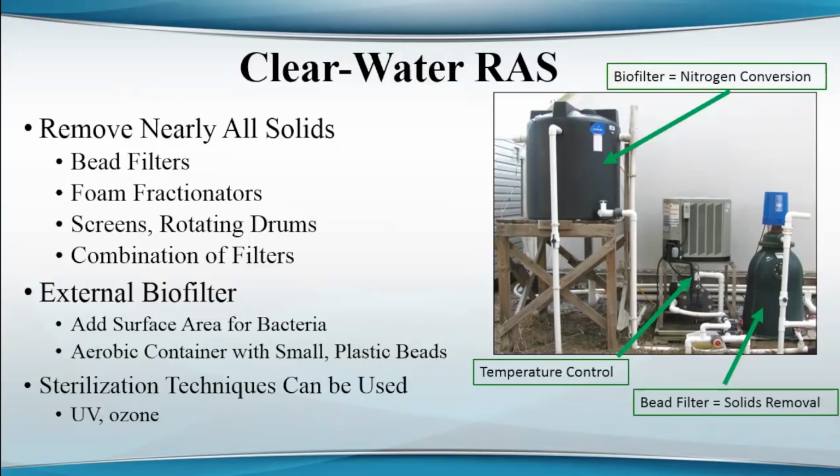You need to employ an external biofilter, and this provides lots of surface area for bacteria, especially the nitrifying bacteria, to colonize. This is an aerobic container, so it's usually aerated or oxygenated, typically with small plastic beads inside, although anything that provides surface area works. The plastic beads are pretty effective at supplying a lot of surface area per unit volume. Sterilization techniques can be thrown on here as well to try to take out all the potential pathogens in the system. Those techniques include UV and ozone.